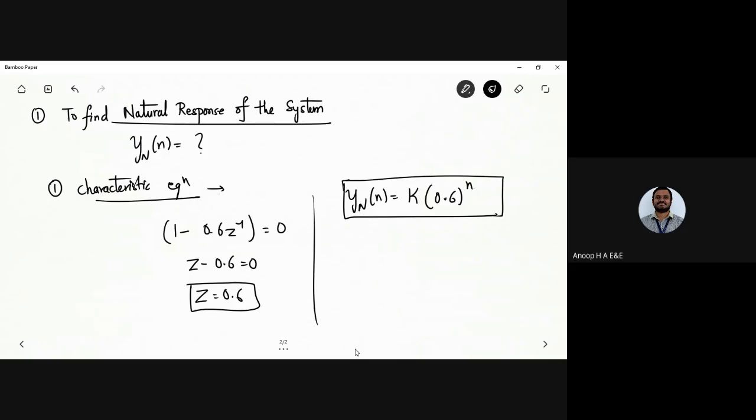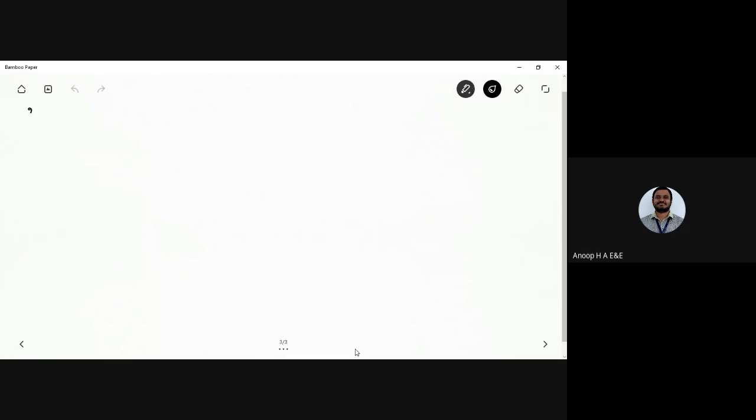So that is the characteristic equation that you are going to get here as the natural response of the system. So I have figured out the natural response of the system. Fine. So now after figuring out the natural response of the system, what I need to do next is to find the forced response of the system.